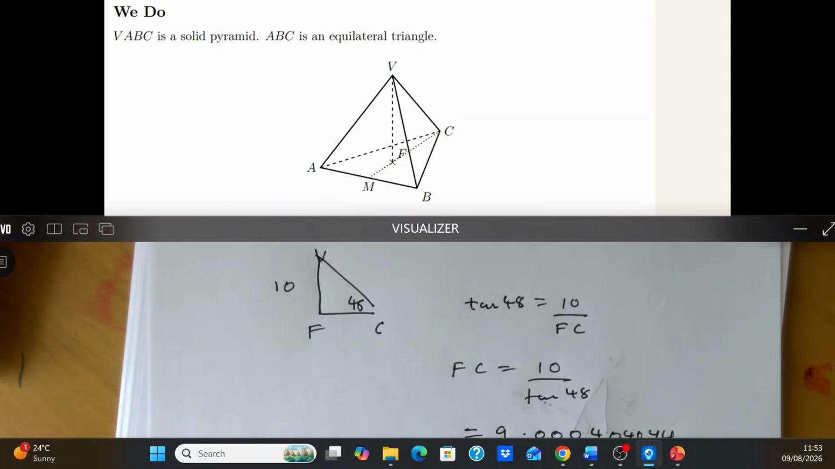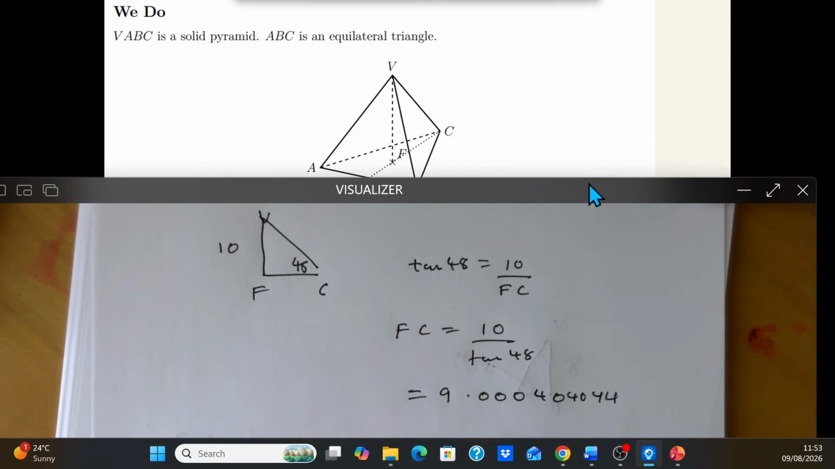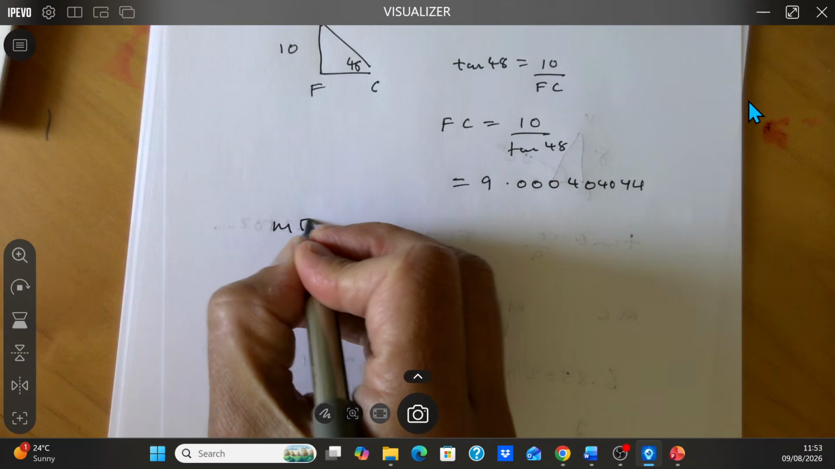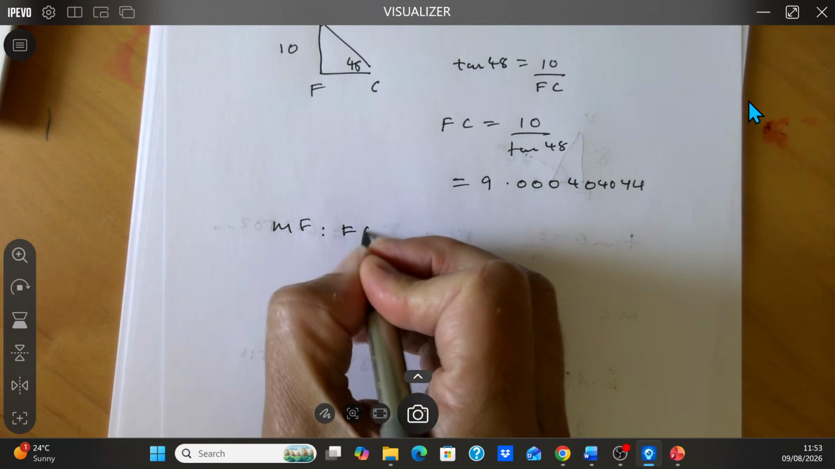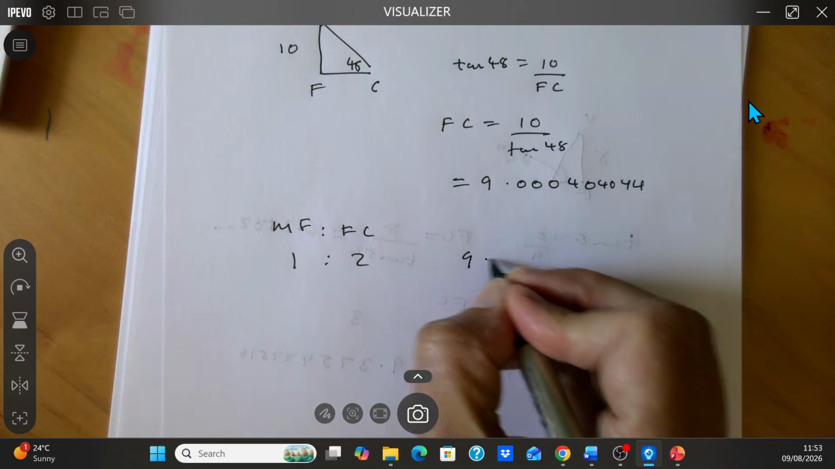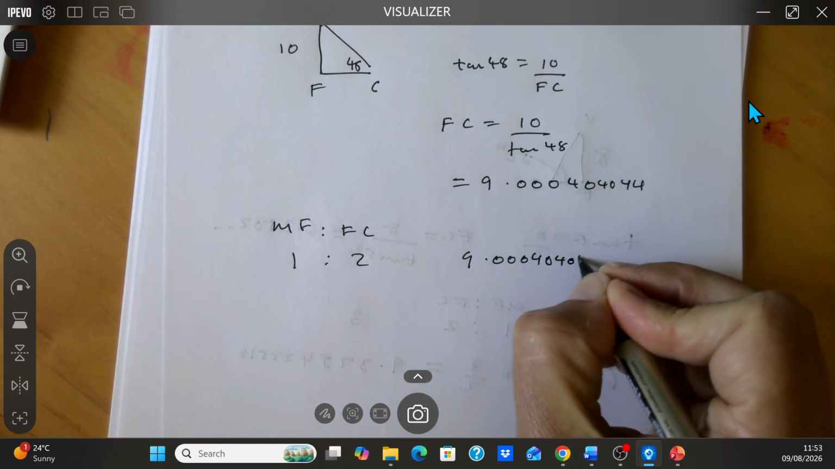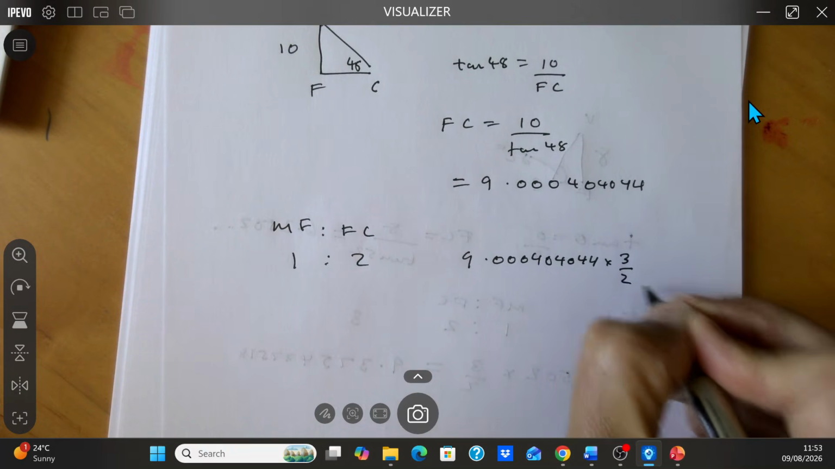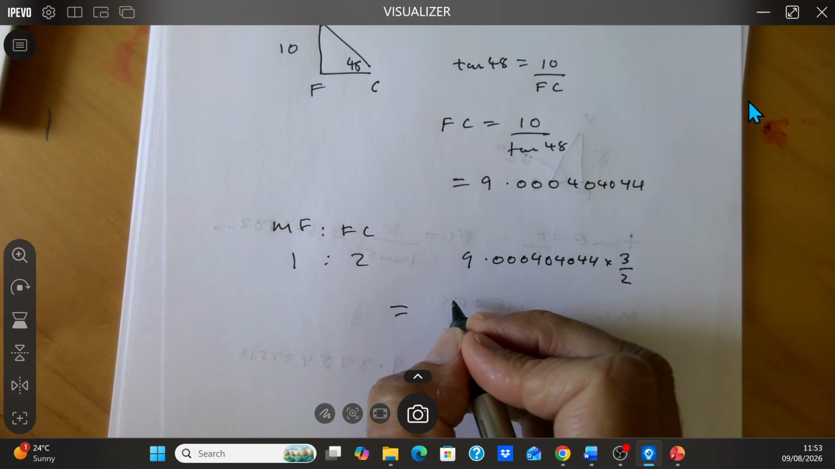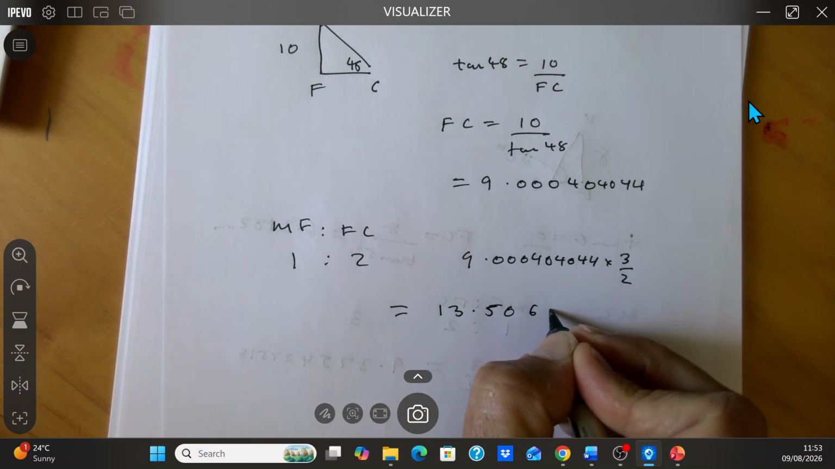So you should have FC as that. What was the ratio in this question? Fortunately, the ratio is the same. So that was 1 to 2. So we want what fraction of that? So yep, we're timesing it by 1.5. Which gives us that.